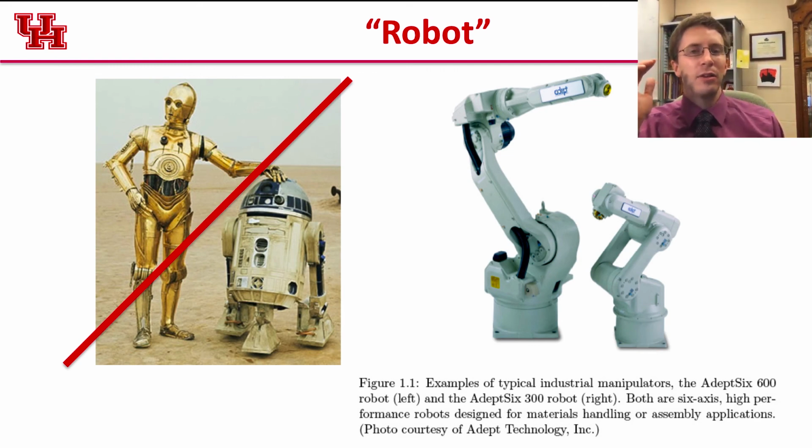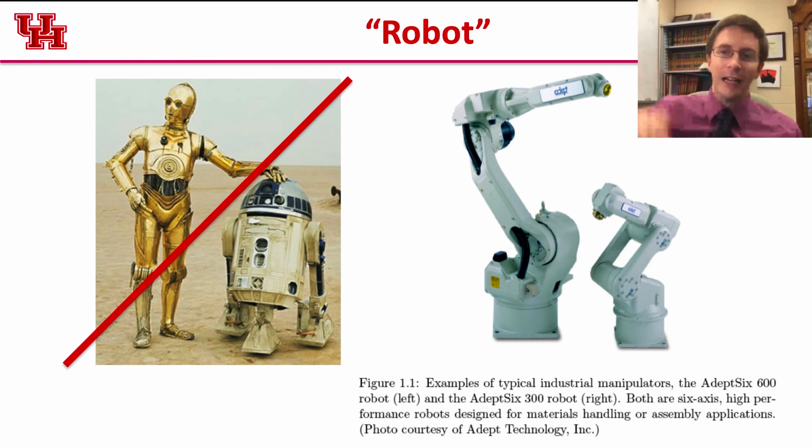So on the left, those are not robots. Whereas on the right, our robot is going to be some sort of industrial manipulator. And this right here is an Adept robot, but it's got 6 degrees of freedom, and they're made for repetitious work, and they're made for factories and for automation, industrial automation.